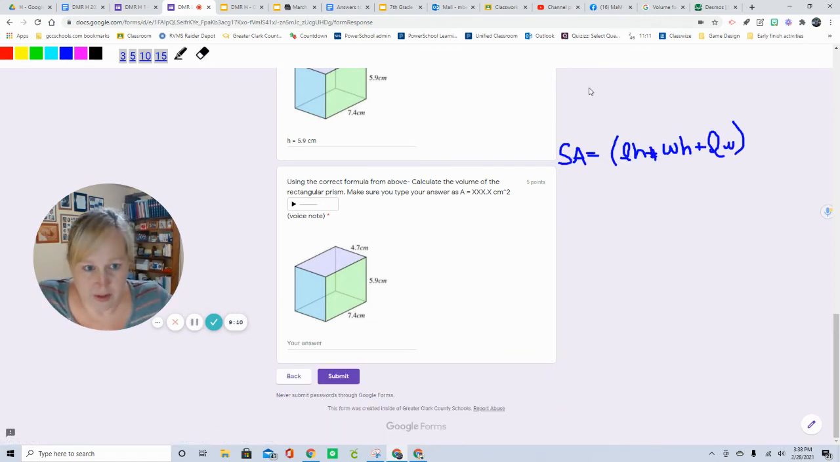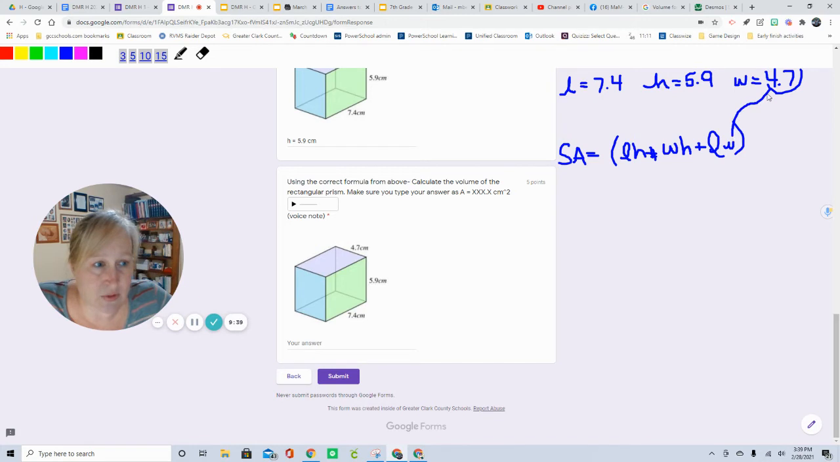I wrote down the formula, and I'm also going to write down L equals, and I believe I chose 7.4, H equals 5.9. You should have centimeters written after that, but I'm writing with the mouse, so it's hard. And then 4.7. Then what I'm going to do is use substitution.